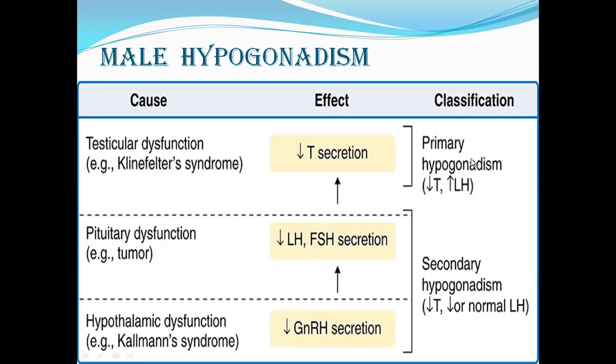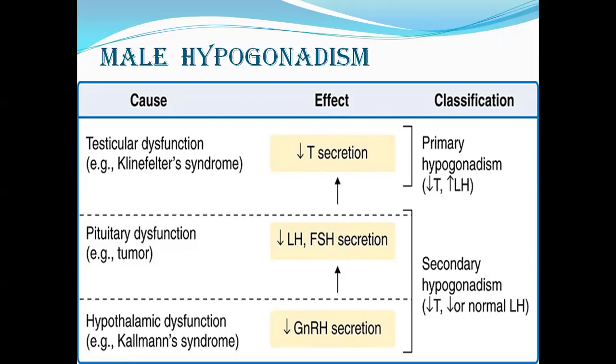The primary cause of hypogonadism is decreased testosterone secretion independent of hypothalamic or pituitary function. Here we find that the LH or FSH level is high. One very common example is Klinefelter syndrome, which is a chromosomal anomaly where we find XXY, where the female chromosome is predominant. So here we find that there is definitely primary hypogonadism.